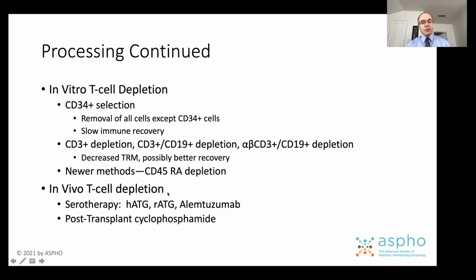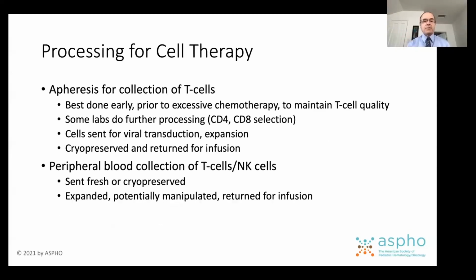There are also in vivo approaches to T cell depletion for graft versus host disease prevention. Serotherapy with horse ATG and rabbit ATG can be done. Alemtuzumab or Campath, an anti-CD52 antibody, can be given. These can be very effective and very immune suppressive. Post-transplant cyclophosphamide given on day 3 to 4 afterwards is also a good way of knocking down T cells that could lead to graft versus host disease.